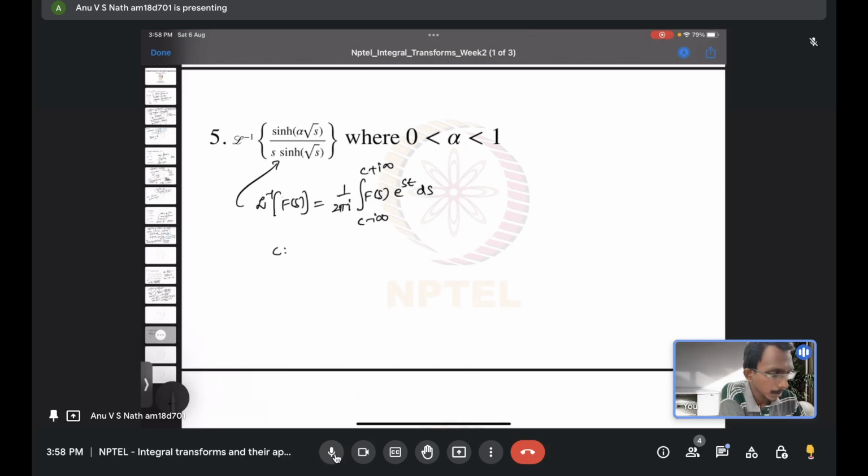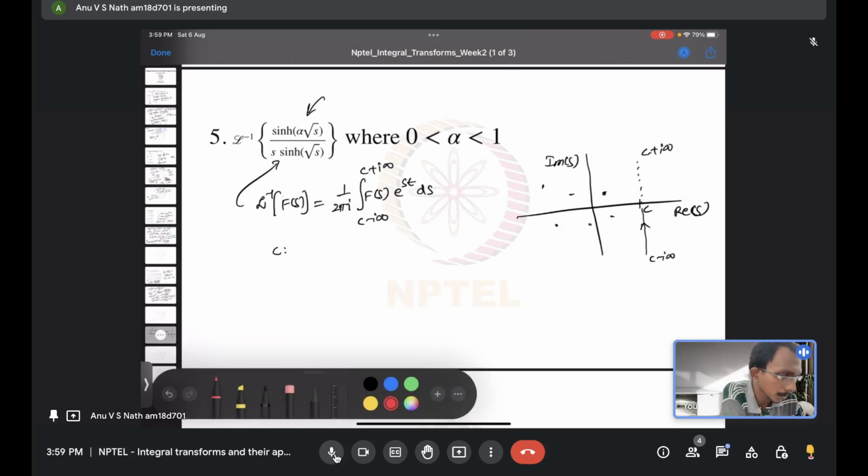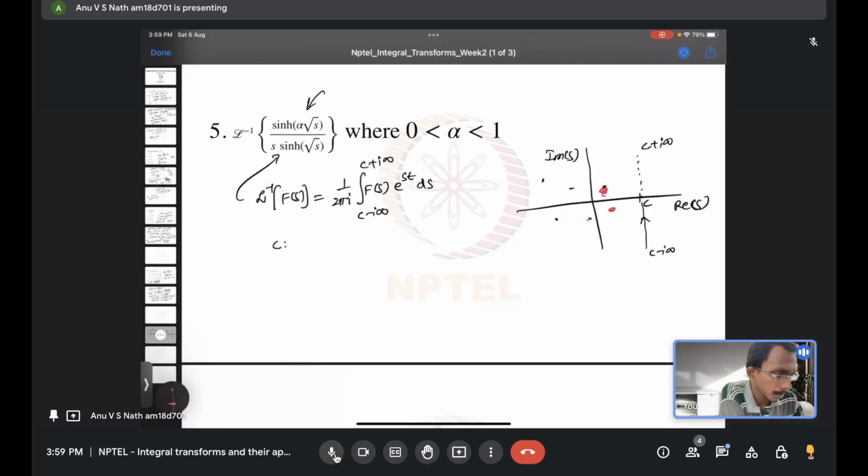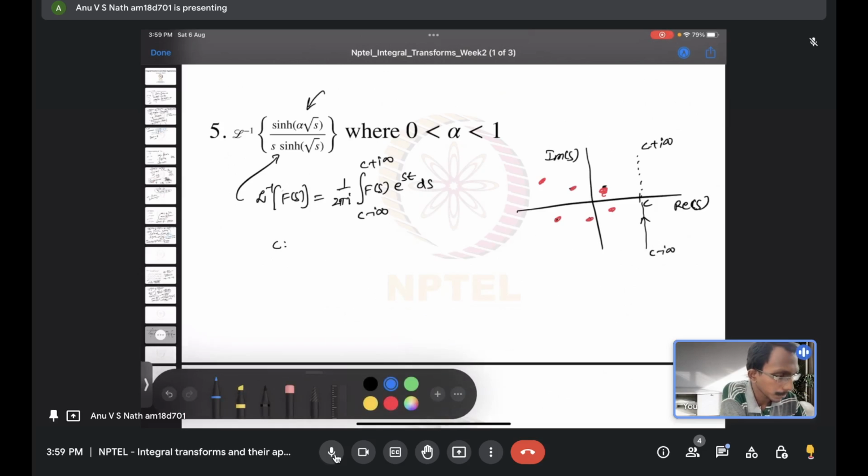So this integral we are going to perform in the complex plane of s. Let's say the function has some singularities. The line of integration is c minus i infinity to c plus i infinity, and it should lie to the right of all these singularities. Let me use a different color to represent the singularities. So we have to integrate along this line.